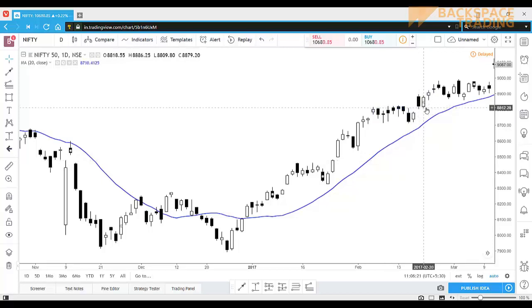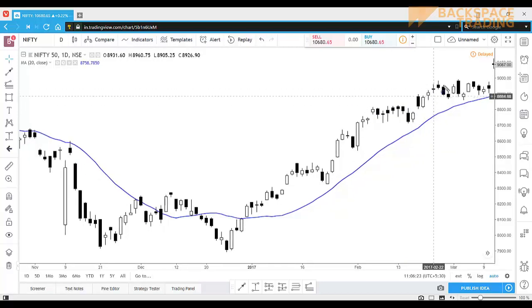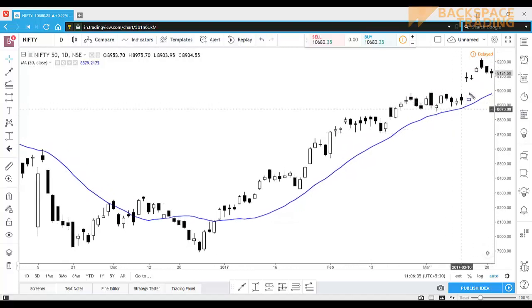So it broke out here. Yeah, look at this. This is an awesome breakout. 20 is approaching. What happened? Boom shakalaka, it broke out. This is the kind of breakout you should look for. The 20 has to be moving upwards. It should face upwards. It should angle upwards.